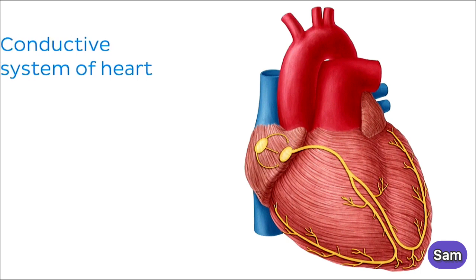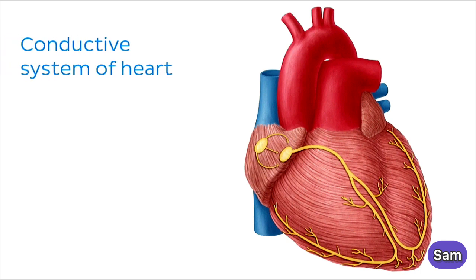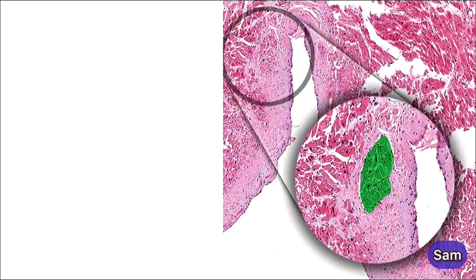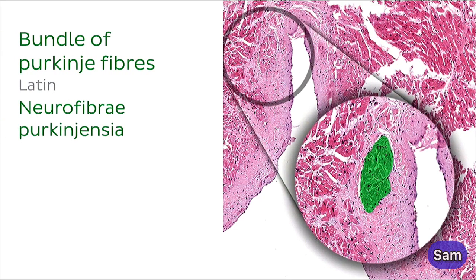Next up, we're going to have a look at the conductive system of the heart, and the heart generates its own electrical impulses through this conductive system. And remember, we said it is found within the subendocardial tissue, so that's where we're heading to next. Specifically, we're going to have a look at the Purkinje fibers of the conducting system of the heart, and these are the structures that we can see highlighted in green on this image.